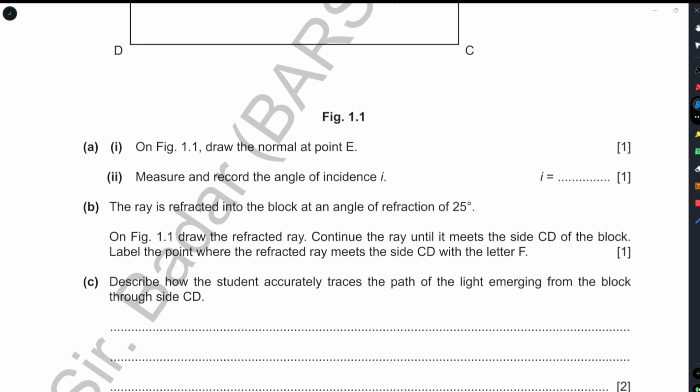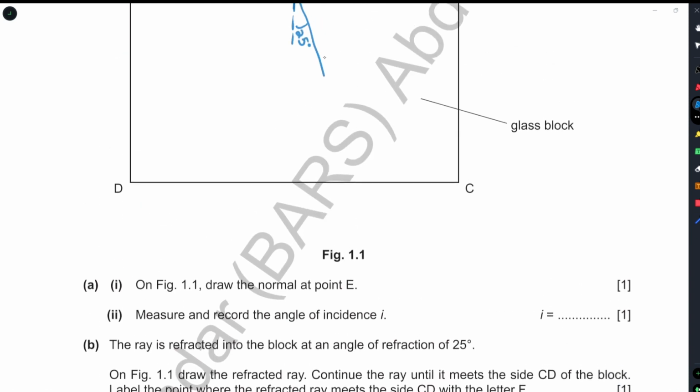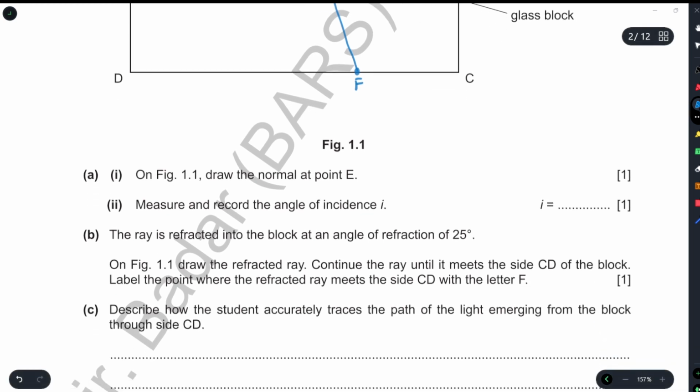Continue the ray until it meets the side CD of the block. Label the point where the refracted ray meets the CD with F. ठीक है, so we essentially have to continue this all the way till point F. ठीक है, point F पे ये meet करिए to the side CD.